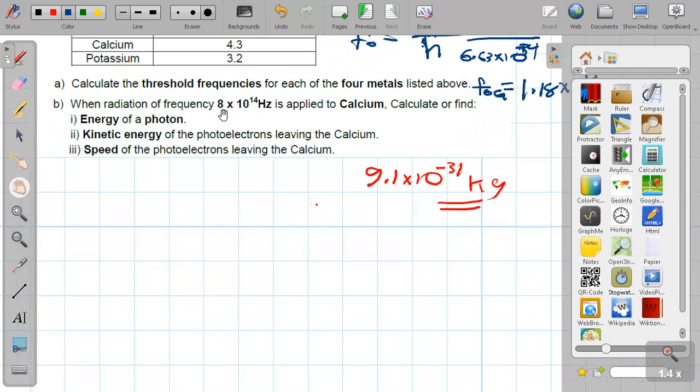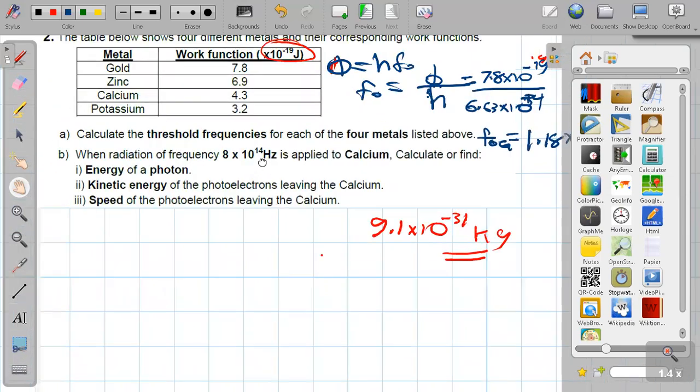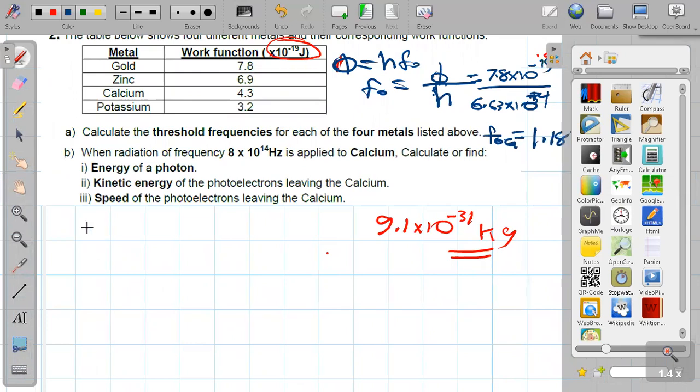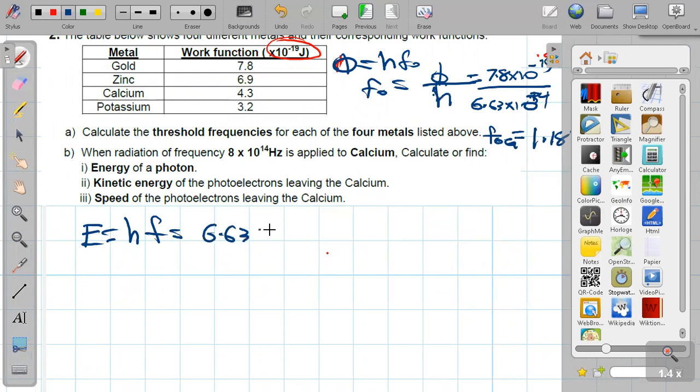When radiation of frequency 18 to the power 14 is applied to calcium, calculate the energy of a photon. Energy of a photon, E equals h f. h is 6.63 into 10 to the power minus 34 multiplied by 18 into 10 to the power 14. What is the result you got for this one? I got 5.3 into 10 to the power minus 19.